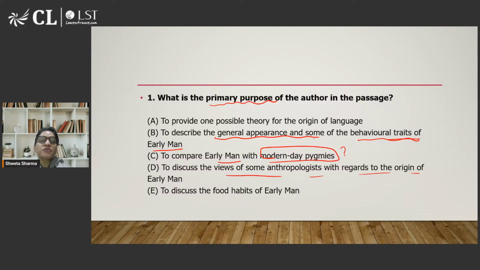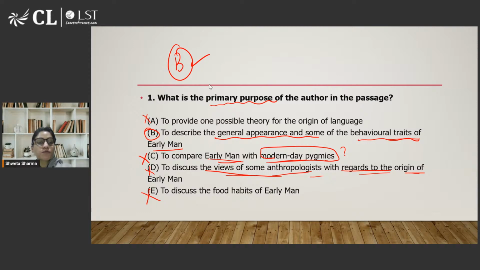Describe the general appearance and some of the behavioral traits of early man. Can it be B? We can hold on to this option. Compare early man with modern day pagans, no. To discuss the views of some anthropologists with regards to the origin of early man, no. And discussing food habits is also just one section. So the answer to this question has to be B.